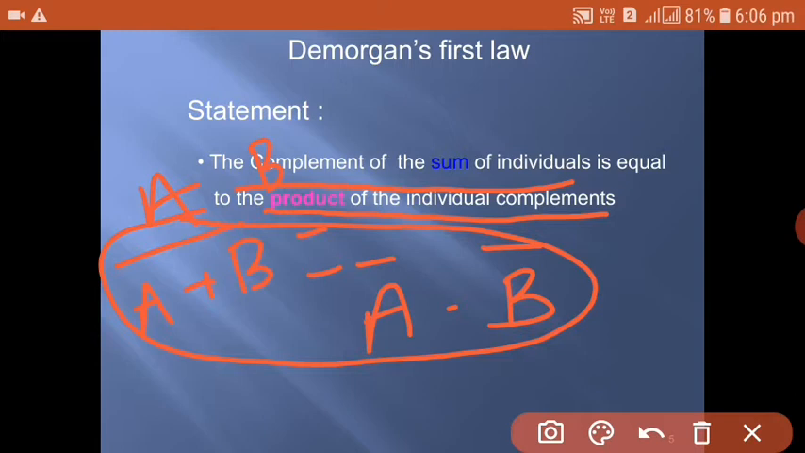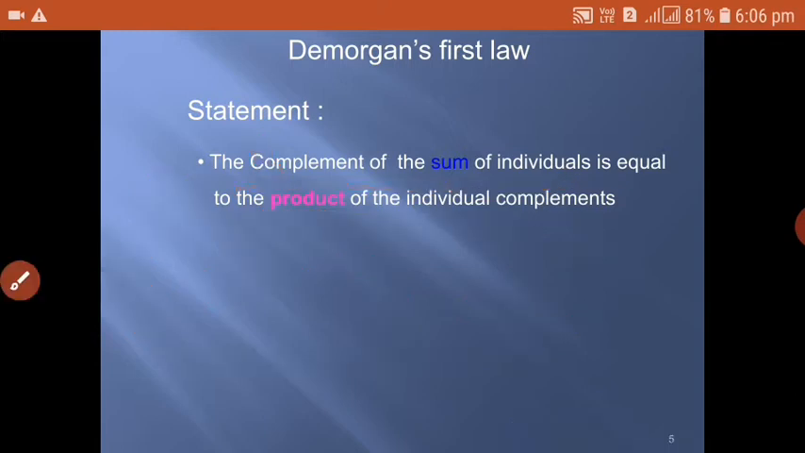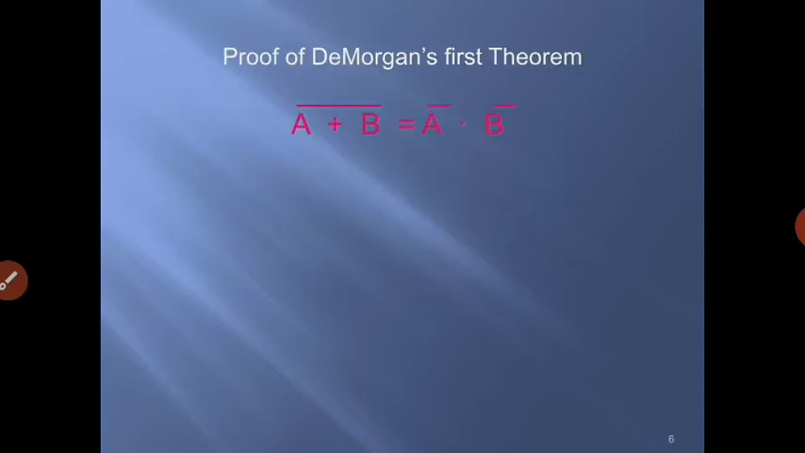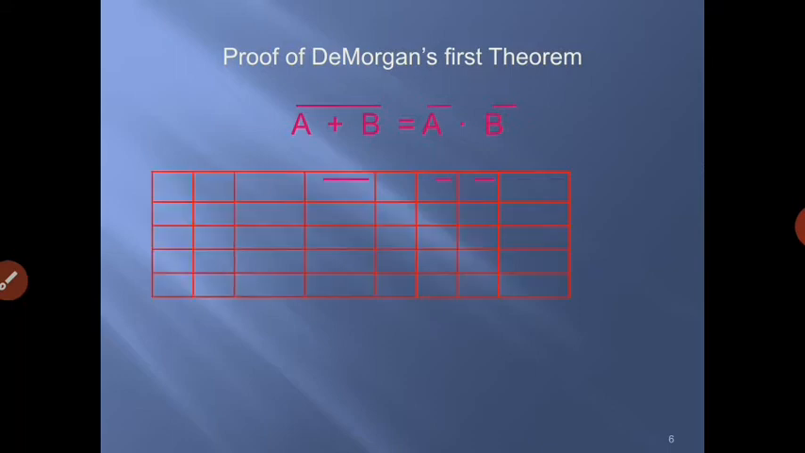So a plus b whole bar is equal to a bar into b bar. The complement of the sum of individuals is equal to the product of the individual complements. This is the expression for De Morgan's first law: a plus b whole bar is equal to a bar into b bar. Next we will see the proof of De Morgan's first law.